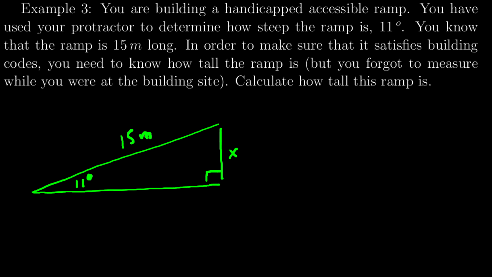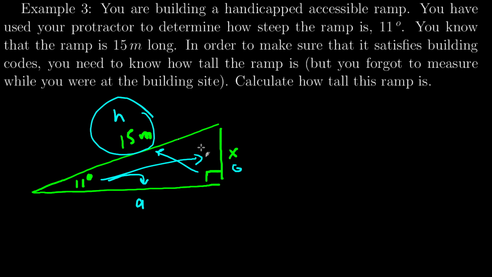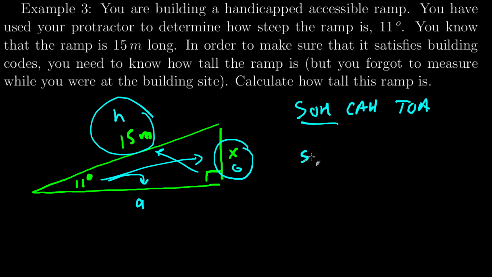So in here, I'm going to label these up. So here's my hypotenuse. There's my opposite. There's my adjacent. I have H. I have O. Looking at toa, I know that I have O and H. That's going to be sine. So I will do the sine of 11 degrees is x over 15.